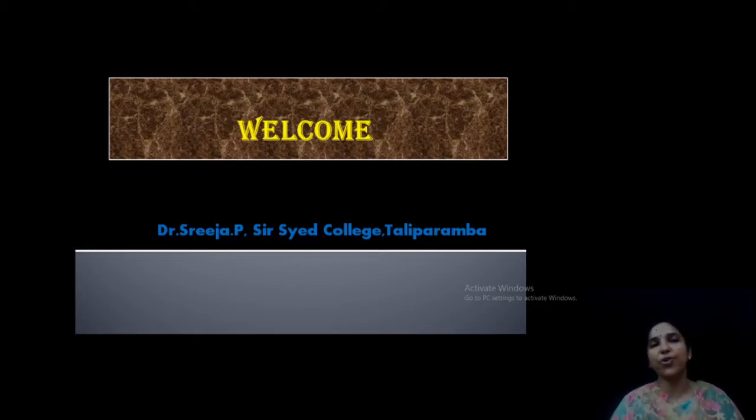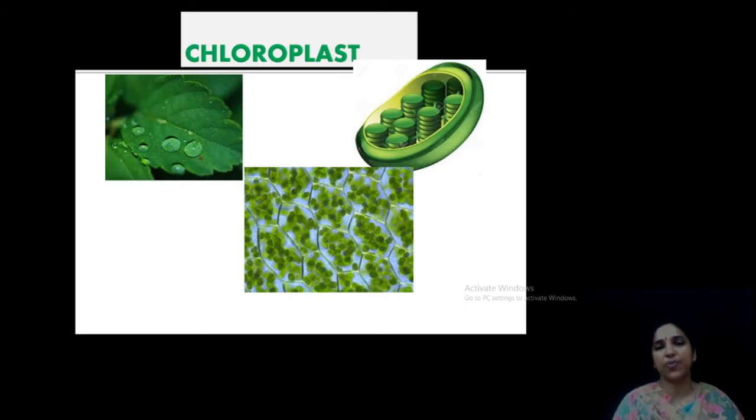Let us move on to the next cell organelle, that is chloroplast. By looking at this slide, you can see these are our green leaves. Green leaves are meant for photosynthesis. Why are these green leaves meant for photosynthesis? Because the cells of these green leaves contain the pigment, namely chlorophyll. Where can you see this pigment chlorophyll? It is present in the cell organelle, that is plastids or chloroplast.